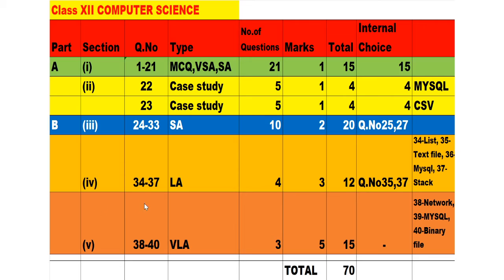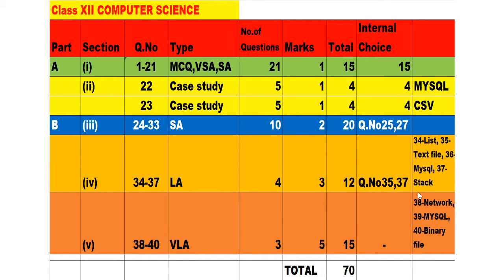In section 4, question number 34 to 37, long answer, you will get 4 questions of 3 marks each. So it is a total 12 marks section, in which one question will be from list, the second question on text file, then MySQL and stack. Two internal choices have been given. In this sample question paper, internal choices are in text file and stack.